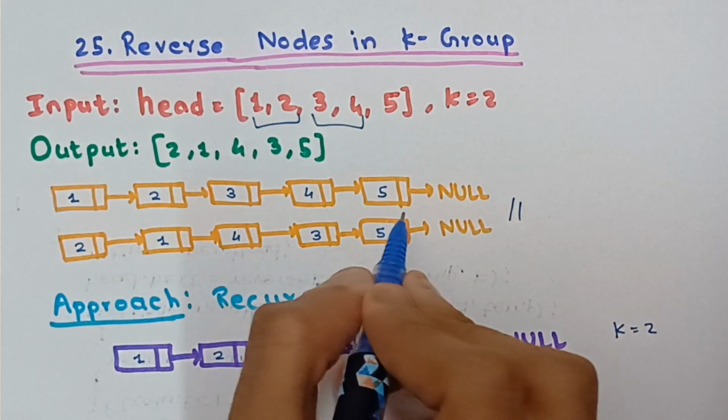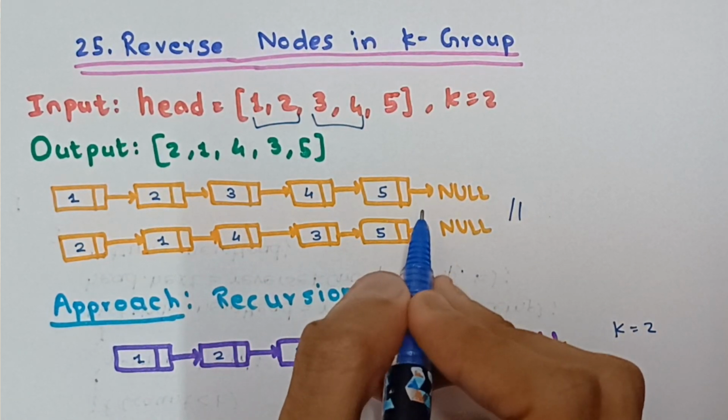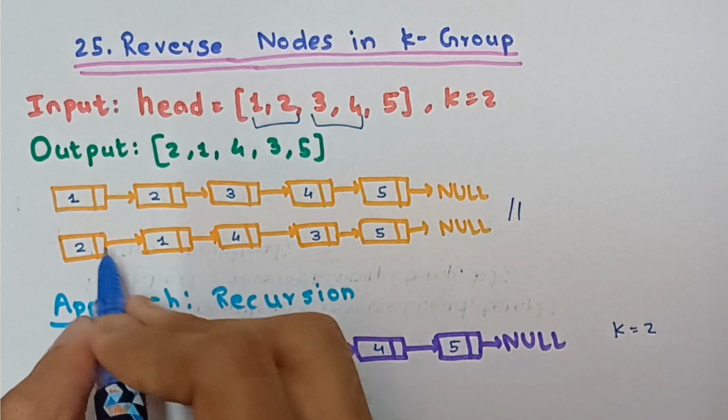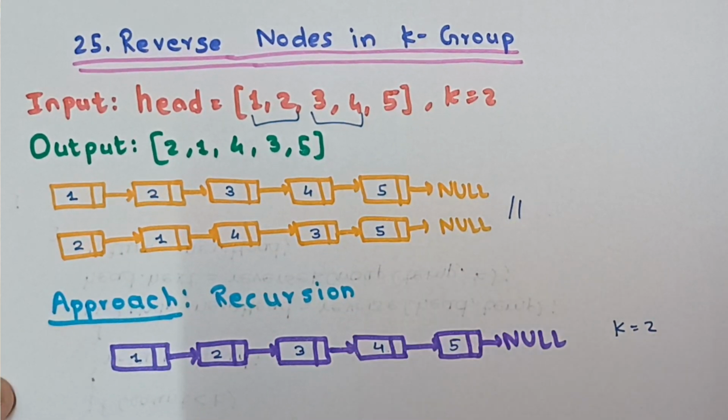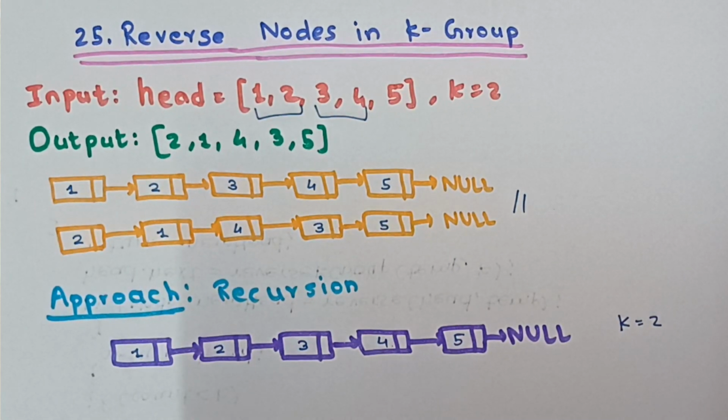1 2 3 4 5 is a linked list. We have reversed the nodes in k groups. K is 2, so 2 and 1 and 4 and 3 and 5 is the result. So let's understand the approach. We will also dry run the code. First, understand the approach.